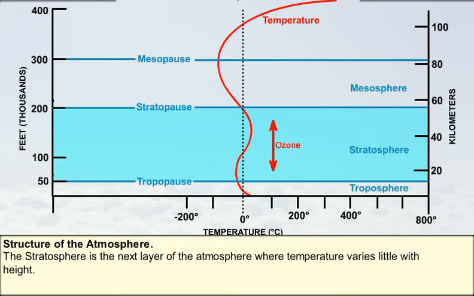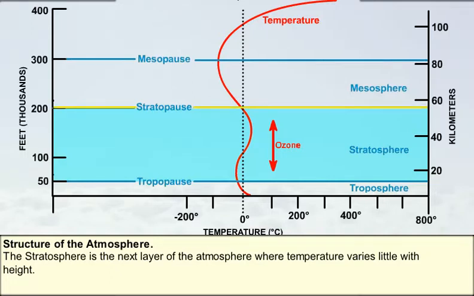We'll now look at the next layer in the atmosphere, called the stratosphere. This layer is characterized by the lack of any significant change in temperature with height. The stratosphere stops when temperature starts to decrease with height again. At this point, we find the upper boundary to the stratosphere, which is called the stratopause.